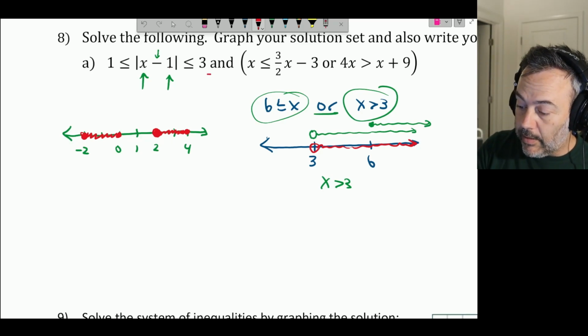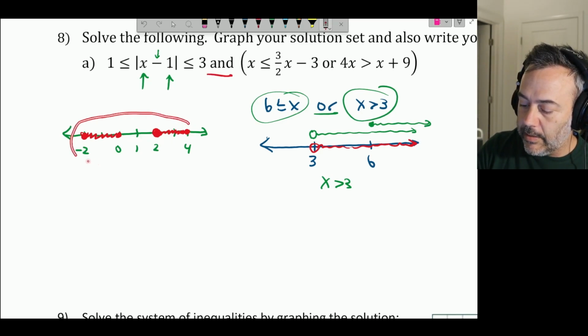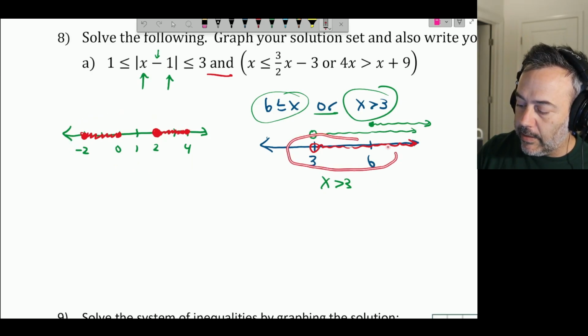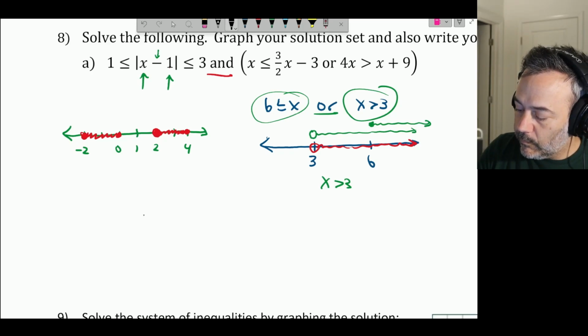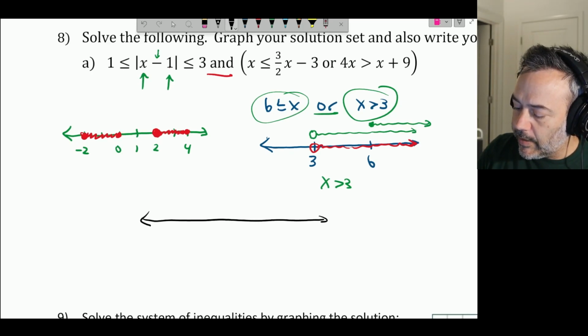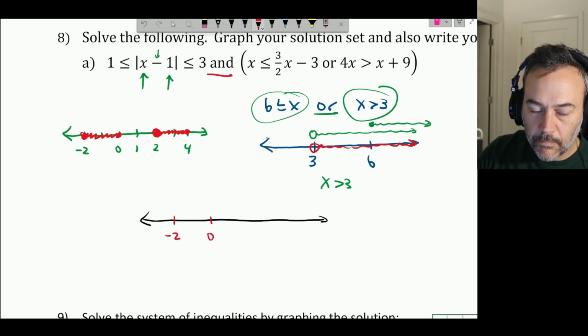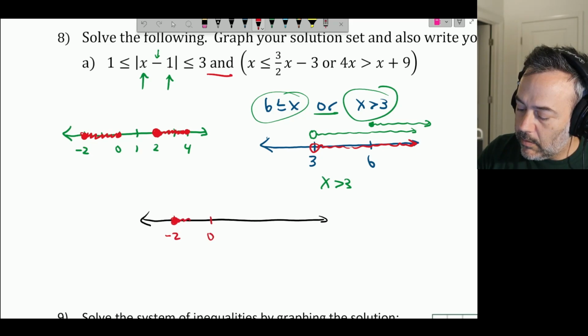All right. This and means we want everything that is in this red set and simultaneously this red set. Well, you can graph them over the top of each other. You can just do the analysis right away, but just visually I can do -2 to 0, and 2 to 4. And then this set is everything from 3. I'll graph it over the top of this.